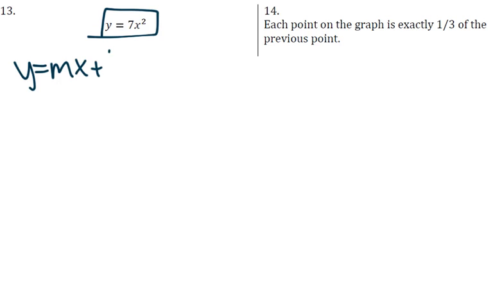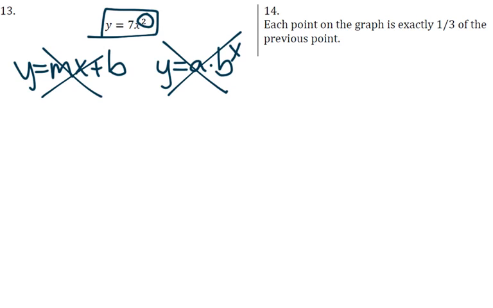Or does it look like the exponential version? Okay, it doesn't. It's got an exponent, but the exponent is a 2. It's not a variable. It's a number. So that means it's not this. It does have an exponent, so it means it's not this. So it's got to be neither.